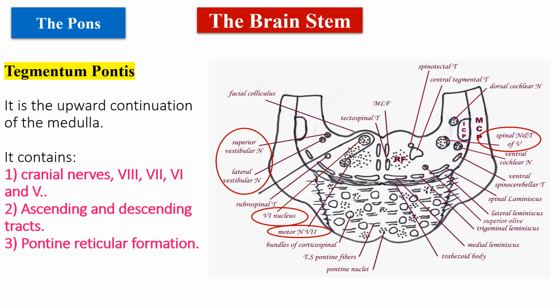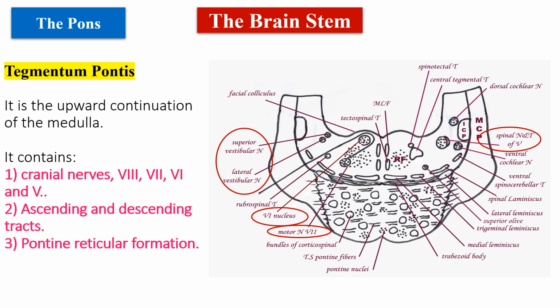Okay, here we can see the tegmentum pons, this is a posterior aspect, as I have said before, in the pons. It is the upward continuation of the medulla. What are the components inside the tegmentum pons? Number 1, cranial nerves, which are 8, 7, 6, and 5. 8 is called vestibulocochlear nerve, 7 is called facial nerve, 6 is called abducent nerve, and 5 is called trigeminal nerve. What are other components present here? Number 2, we can see ascending and descending tracts. Number 3, we can see pontine reticular formation.